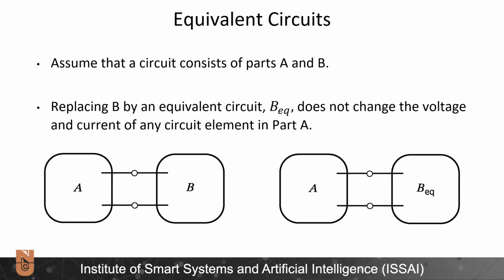Let's assume a circuit consists of two parts, part A and part B. If we replace part B with an equivalent circuit, B equivalent, that does not change the voltage or current of any element in circuit A. In other words, if you have a resistor network in part B, we can reduce this resistor network to a single resistor, and the behavior of the circuit from the perspective of part A will not change. We will use this principle to solve some of the electrical circuits.